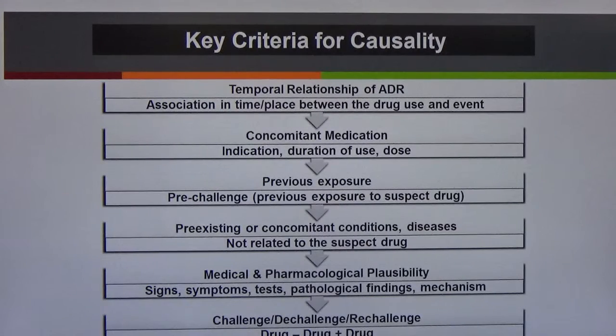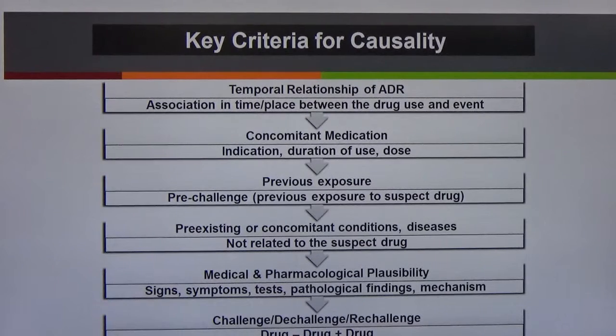Concomitant medication. You took medications at the same time. It could be not related to the drug, it could be related to an interaction, for example, or could be related to another drug. Was he previously exposed to the same drug, and at the time did he develop the same reaction? Pre-existing or concomitant conditions. Does he have a pre-existing condition for this to be developed?